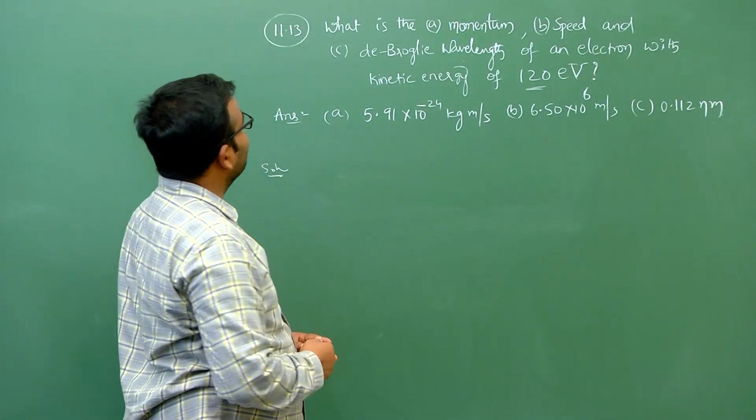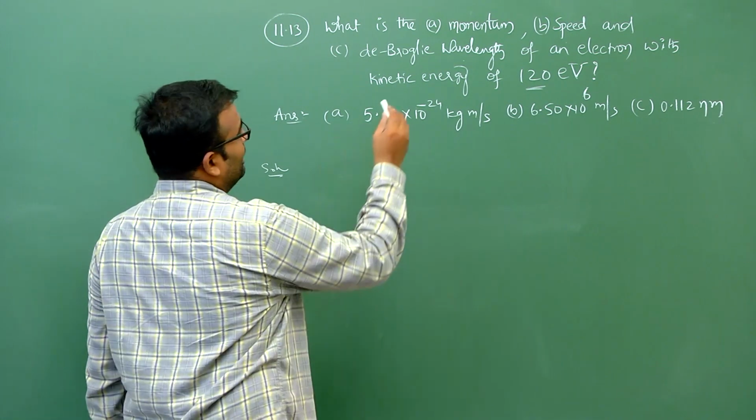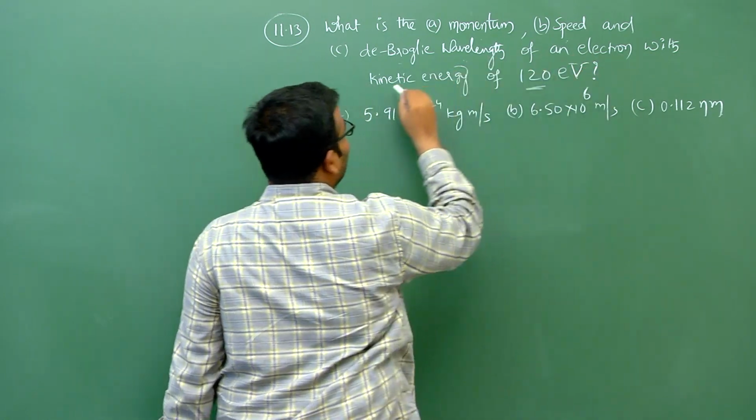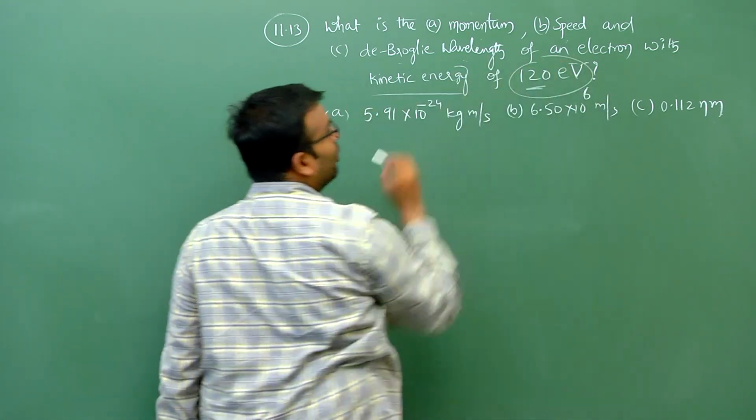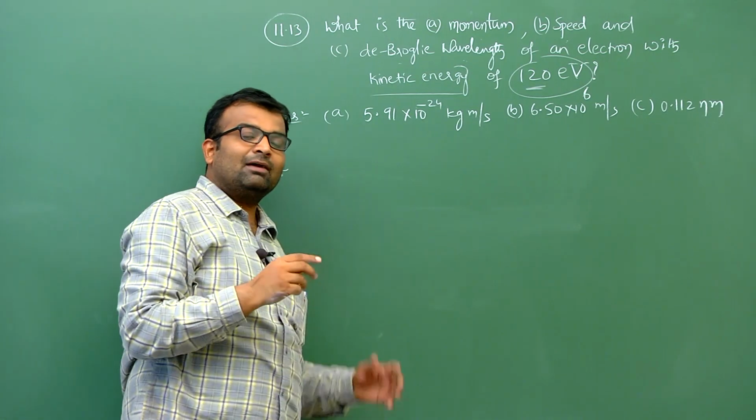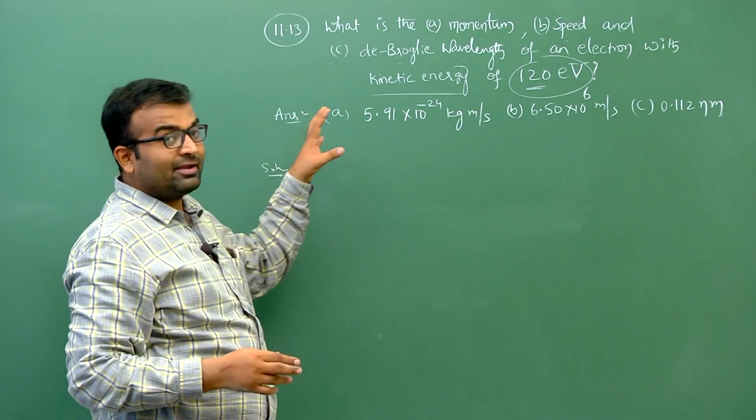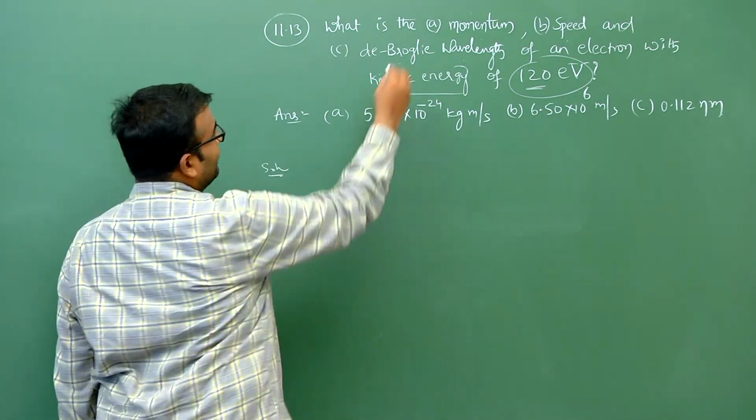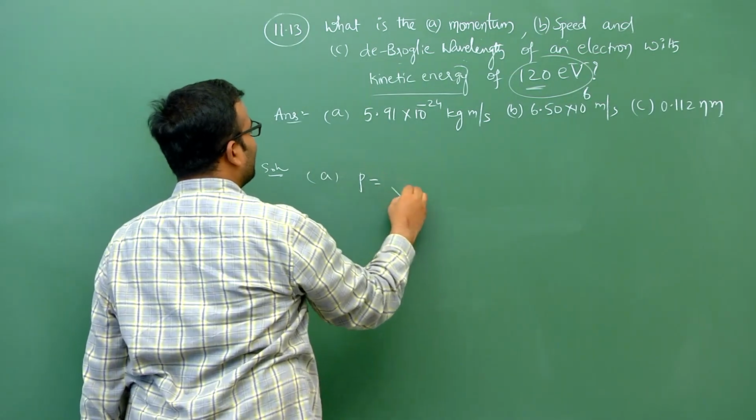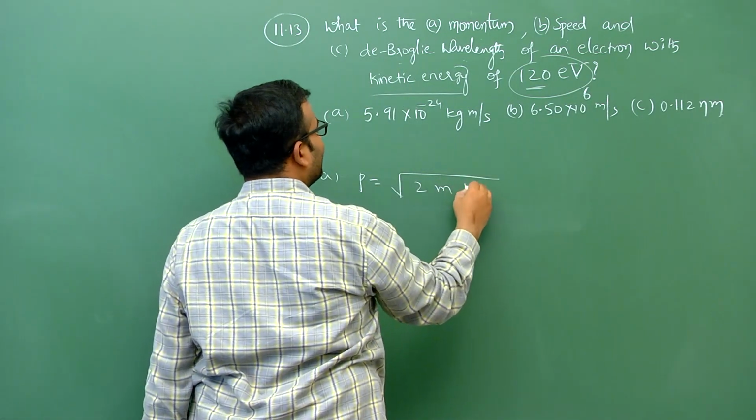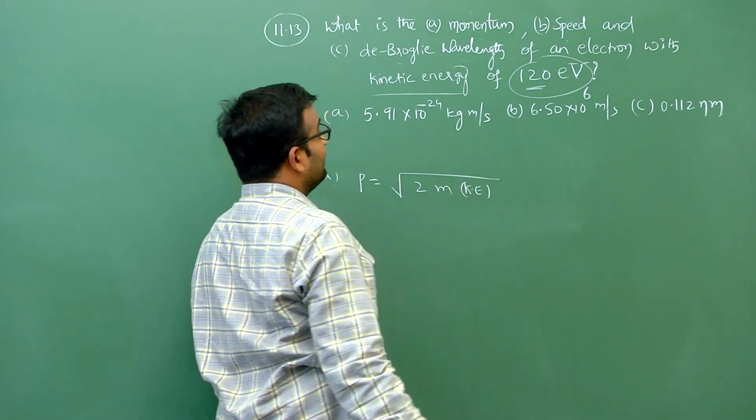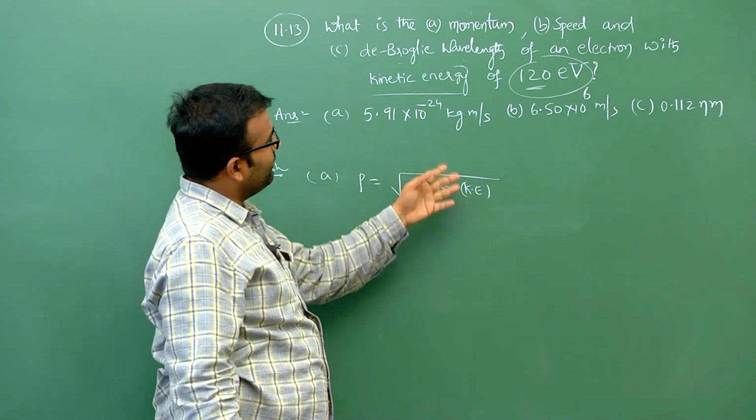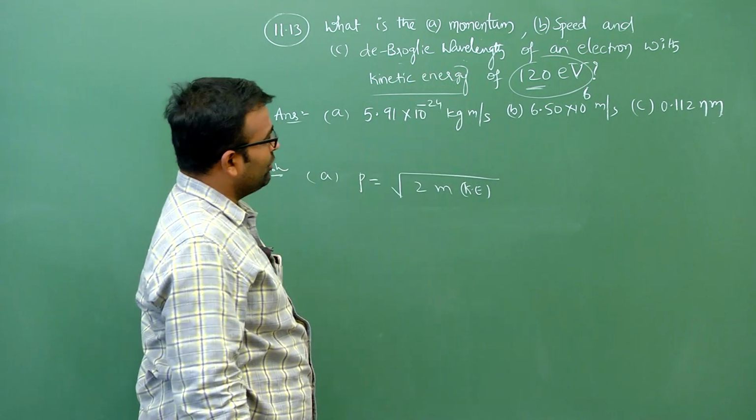Let us see the next question, the 13th question. Here also we want momentum, speed and de Broglie wavelength of the electron which has a kinetic energy of 120 electron volt. In the earlier problem they gave the potential difference. Now in this problem they have given the kinetic energy directly as 120 electron volt. So for getting the momentum, we know the formula square root of 2m kinetic energy. If they had mentioned the potential difference value, I would have used eV in place of KE, but they have given the kinetic energy itself as 120 electron volt.